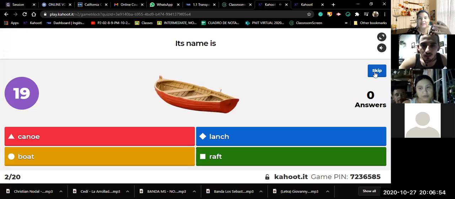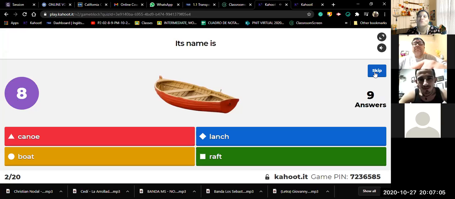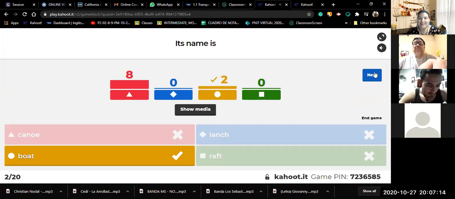Okay, let's go. Remember, it has time. Complete fast. Its name is? Canoe. Okay, excellent. I know it's not a canoe. It was a boat because it was short. And the canoe is very long, right? Las canoas son más largas, long. And the boats are short. Very good. Okay, let's go with the next one.